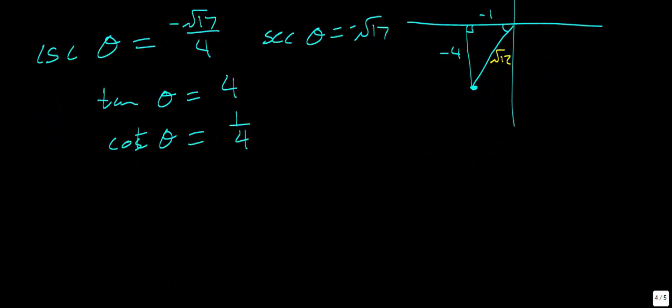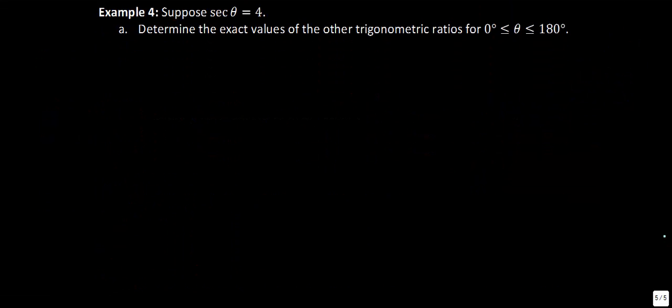Let's go to the back page. Example 4. Suppose secant theta equals 4. Determine the exact values of all the other trigonometric ratios between 0 and 180 degrees. So if we draw between 0 and 180 degrees, we're just talking about quadrants 1 and 2. So that's a big thing to point out right away.